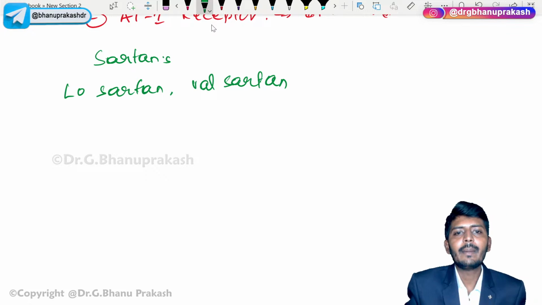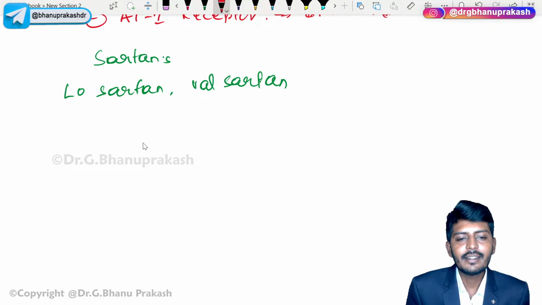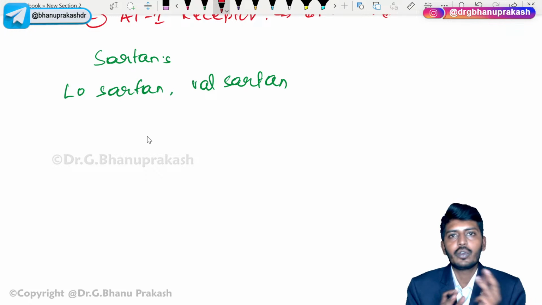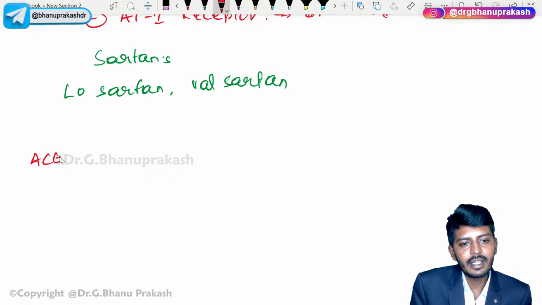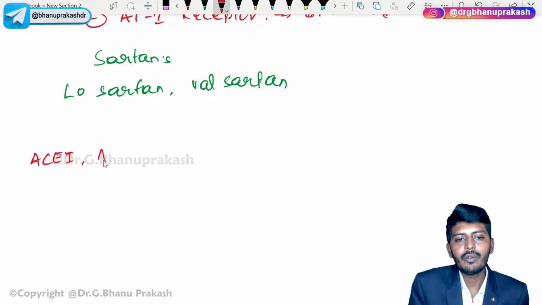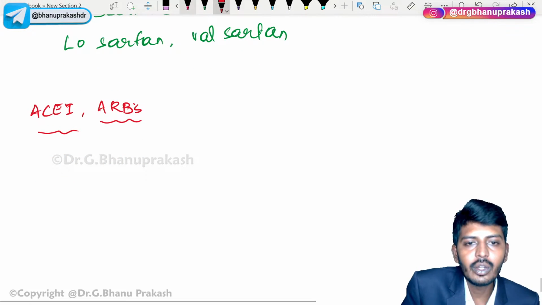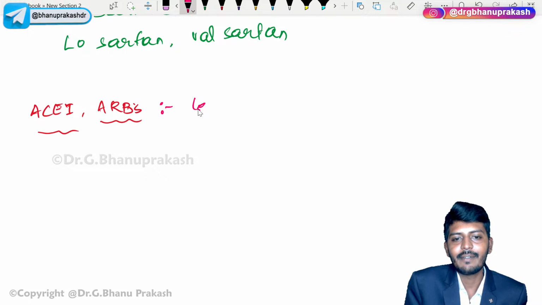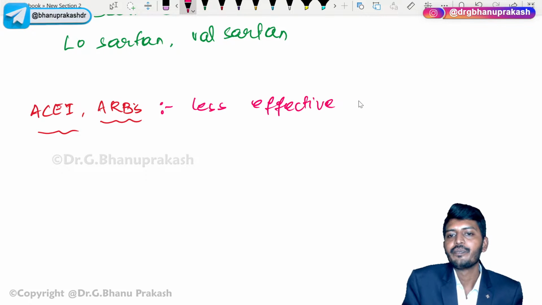Now remember one of the most interesting aspects: both of these drugs can have aldosterone escape. And remember, ACE inhibitor and also your ARBs, there are some facts about these drugs which you must remember. Both of these drugs are less effective in which type of hypertension? They're less effective in low renin hypertension.